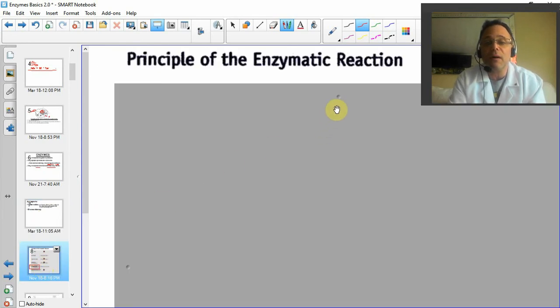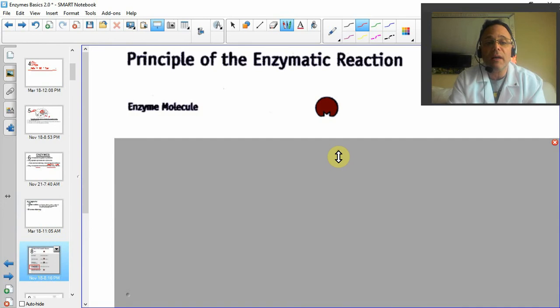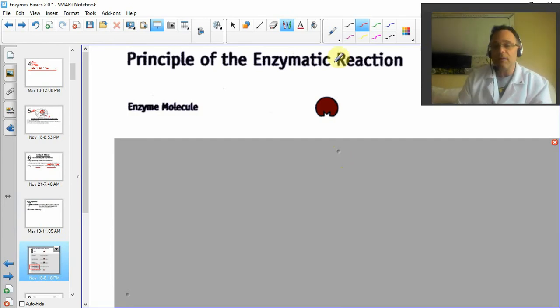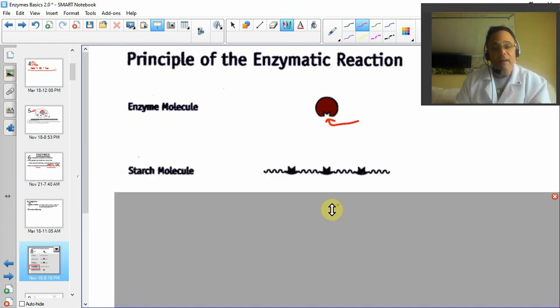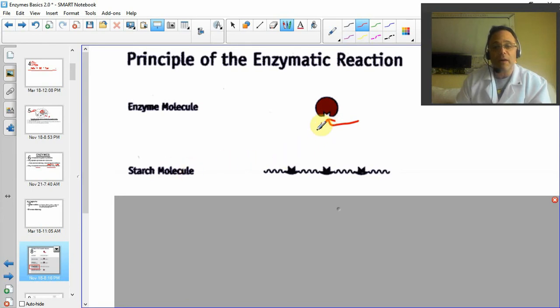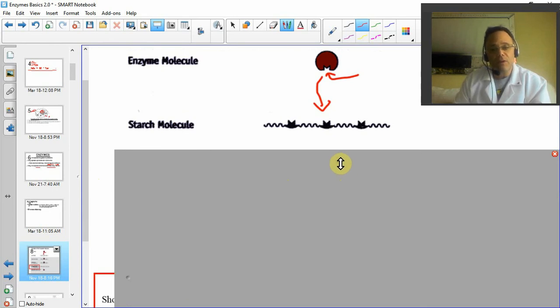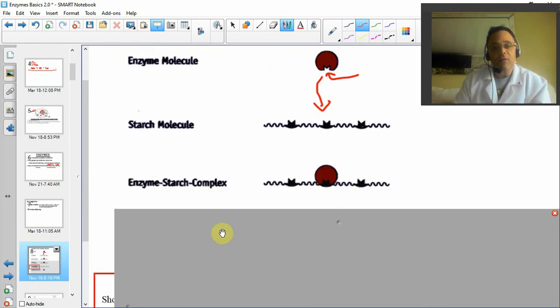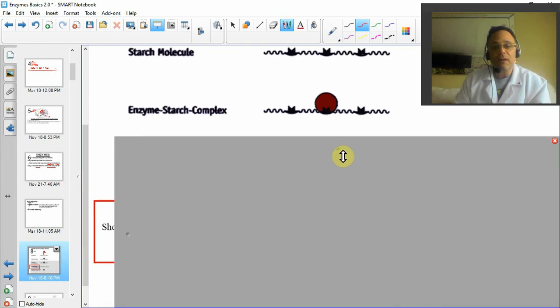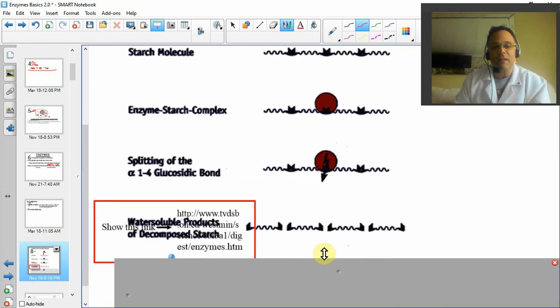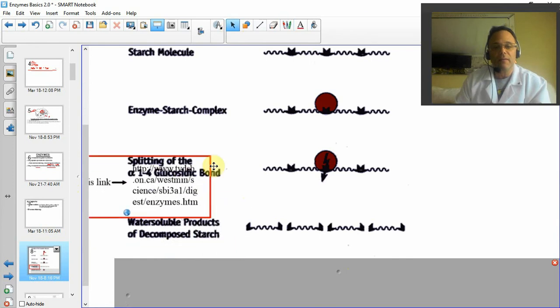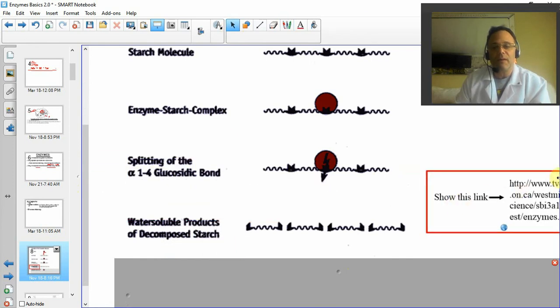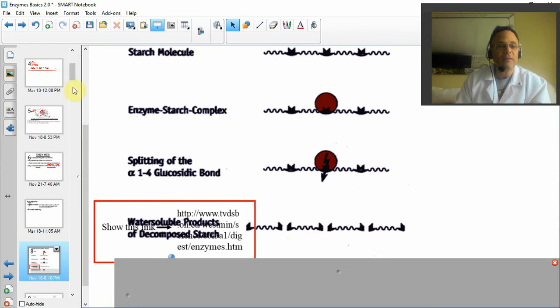Now, this little illustration shows you an enzyme, and if this represents the protein known as an enzyme, this right here is called an active site where the magic happens. And right here we have a starch molecule, and it's going to fit right in. See, the shape matters. See how it locked in? And in this particular case, after it locks in, it cuts it, and we end up having multiple pieces.